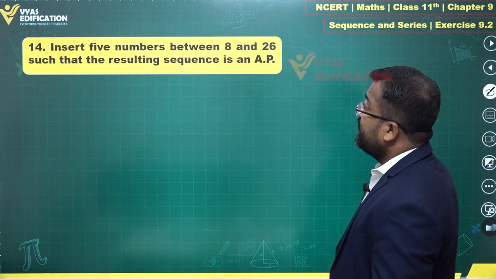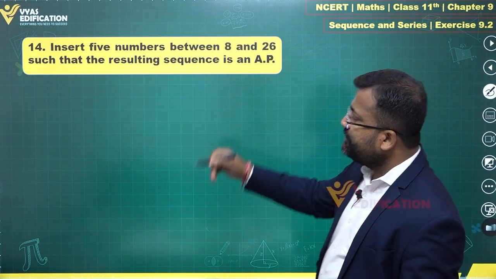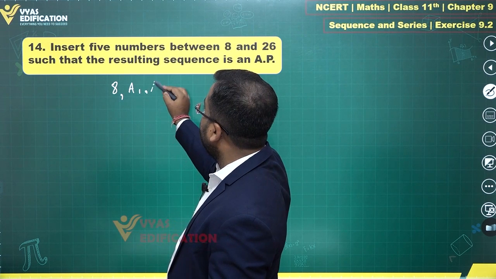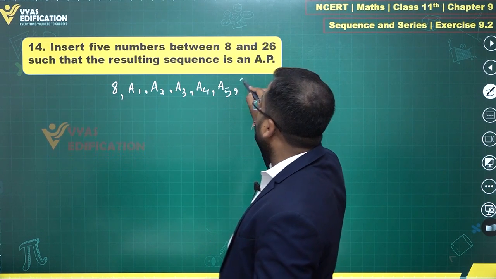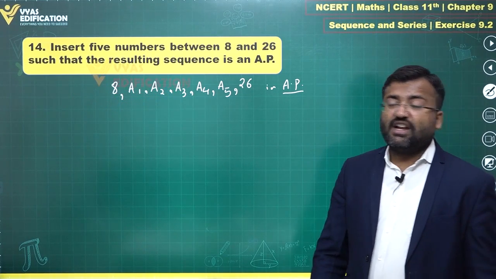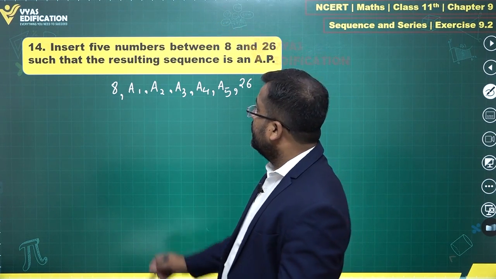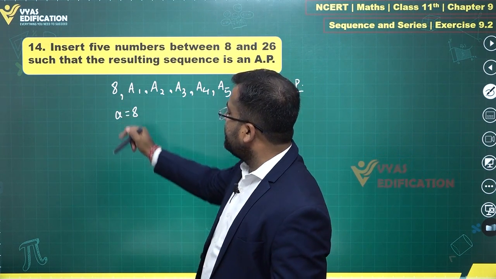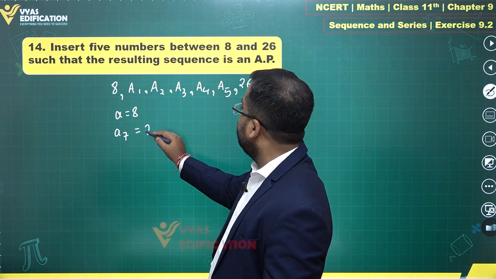For the 14th question, we have: insert 5 numbers between 8 and 26 such that the resulting sequence is an arithmetic progression. So we need to insert 5 arithmetic means basically. We have 8, A1, A2, A3, A4, A5, 26 in AP. This is important. 5 numbers have to be inserted such that the resulting sequence is an AP. So the first term is 8. The last term, this is 5 plus 1 plus 1, 7th term, A7, which is the last term, which is 26.